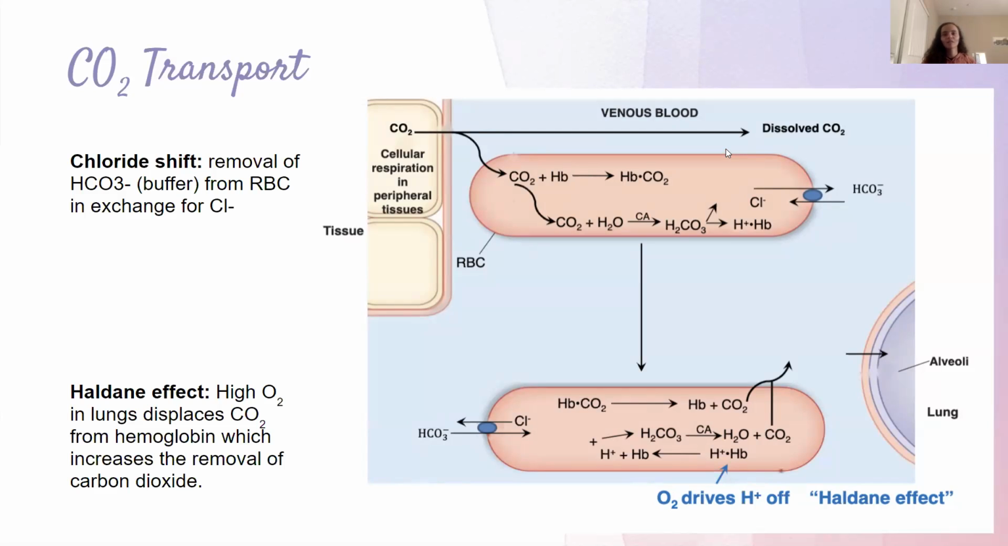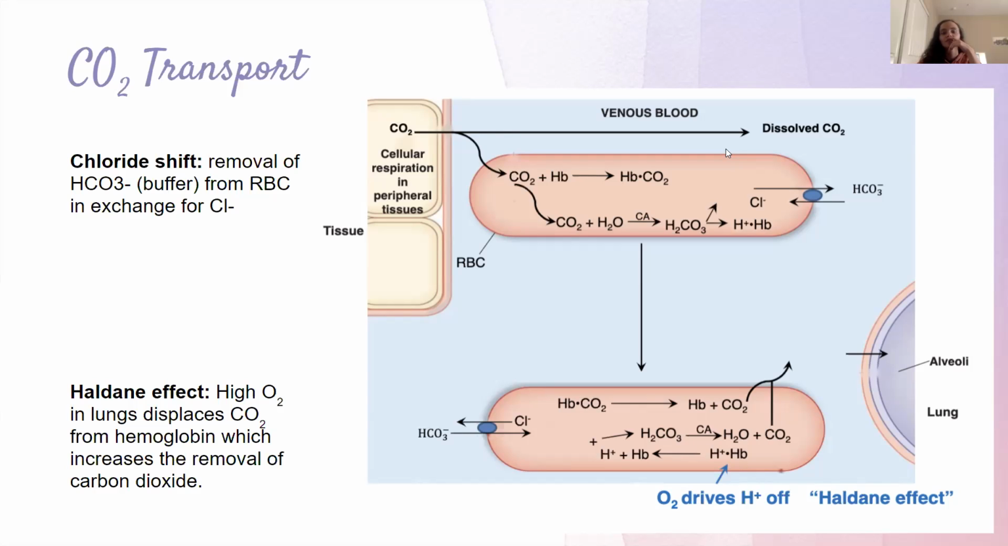So here we talk about CO2 transport. Up at the top here, we have CO2 transport at the tissues, and at the bottom, we have CO2 transport in the alveoli. About 7% of the carbon dioxide is going to be dissolved in your plasma. That's the first arrow that you see here up at the top, your dissolved carbon dioxide in your plasma. Now, about 23% also binds to hemoglobin inside the red blood cell.